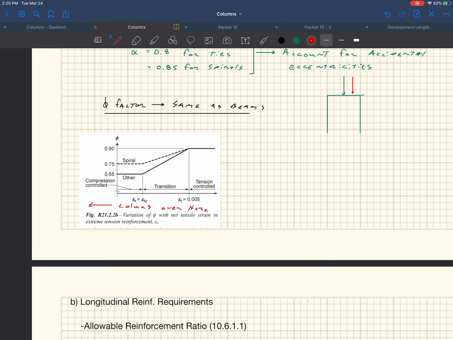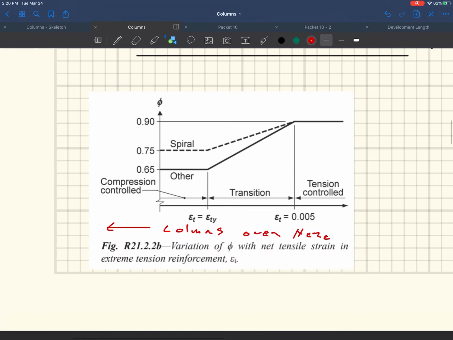Over here, and so what does that tell us? It just tells us that for a tied column, the phi is 0.65, and for a spiral column, the phi is 0.75. That's all it says, because our columns are over to the left there.